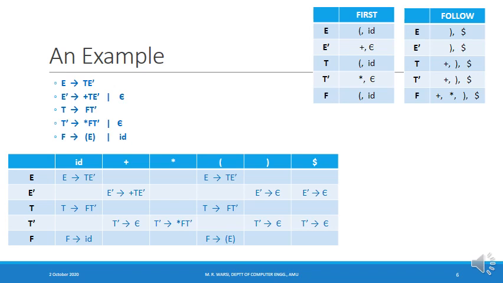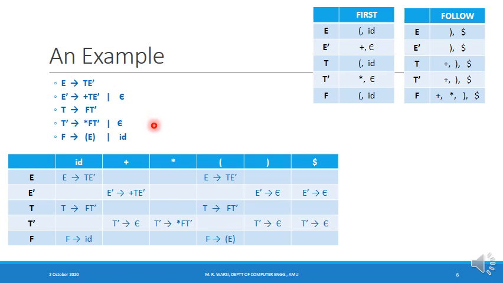Let's now take another example and construct a predictive parsing table. Now we'll construct the predictive parsing table for this grammar. This grammar I had given you earlier. This grammar accepts arithmetic expressions. It is an unambiguous grammar, and this grammar does not contain left recursion.